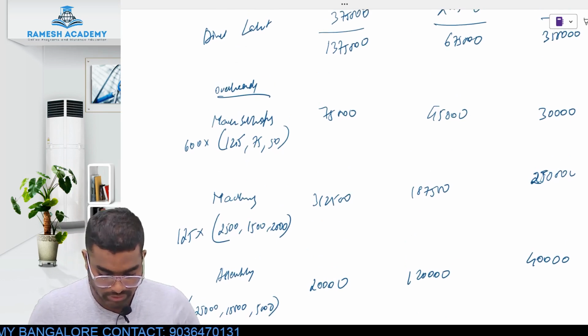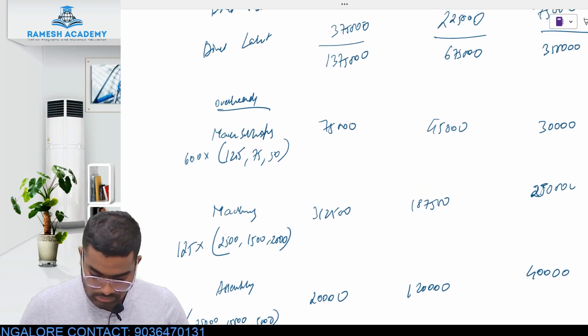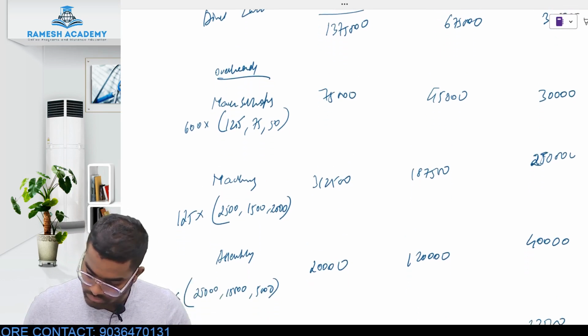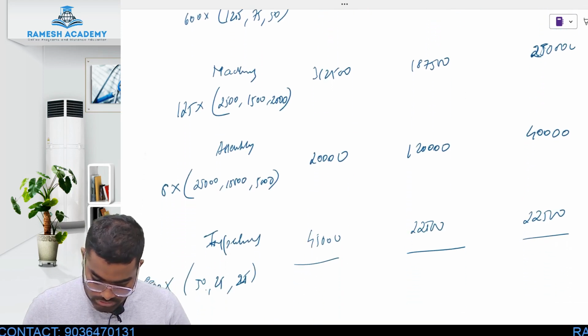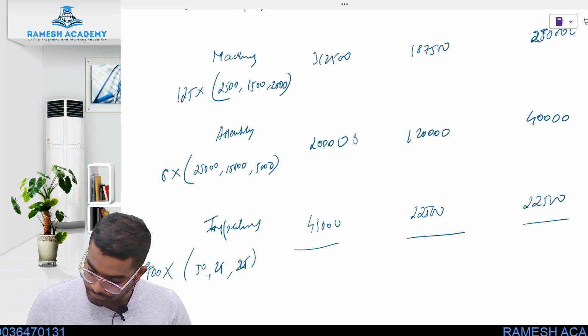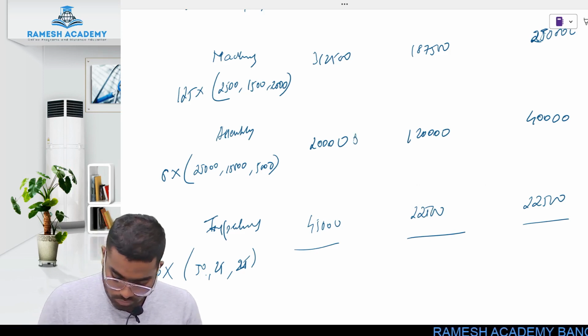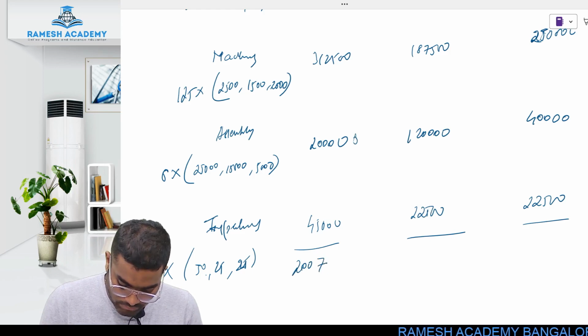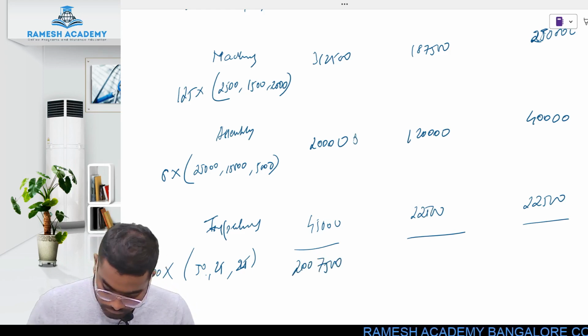So done. You can add it up. 13 lakh 75 plus 75,000 plus 3,12,500 plus 2 lakh. So 20 lakh 7,500. Done.